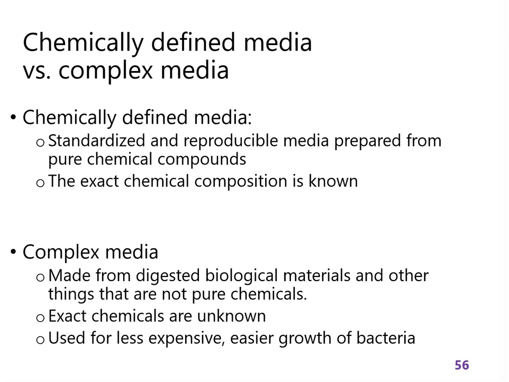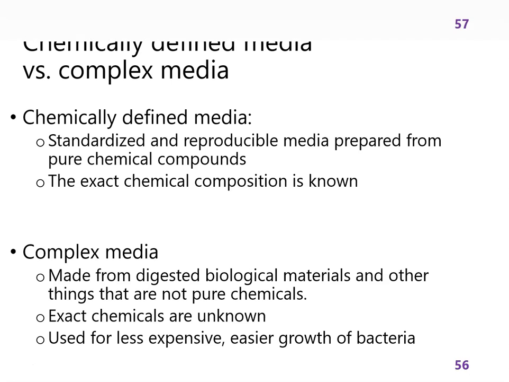Complex media are more convenient for us. We don't have to weigh out as many pure chemicals, but they're different in that the things we put in are complex. They are digested proteins and biological materials that are usually industrial byproducts, and they're inexpensive for the most part. We don't know exactly what chemicals are in them, but we know we can get similar batches of them, so we can predict how cells will grow in them. And they're less expensive and a lot easier to use.